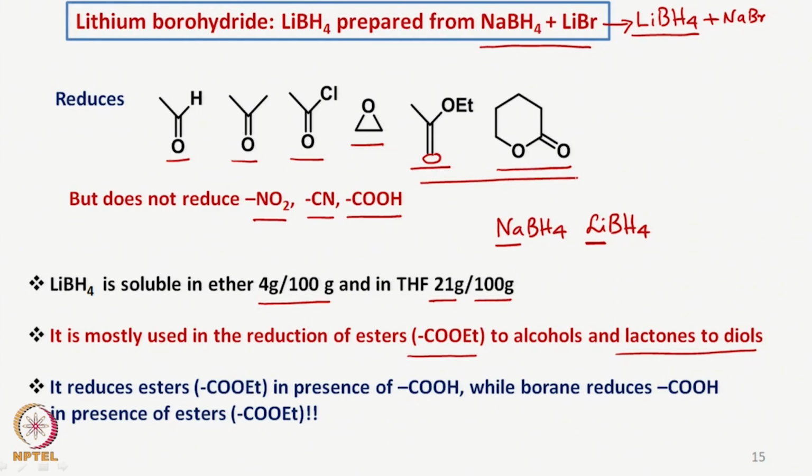But if we have a molecule in which an acid is to be reduced, then of course we use borane, diborane or BH3·THF complex, or any such source of BH3, which reduces the acid to the corresponding alcohol. So we see very clearly that lithium borohydride reduces esters in the presence of carboxylic acid, but borane reduces acids in the presence of ester.